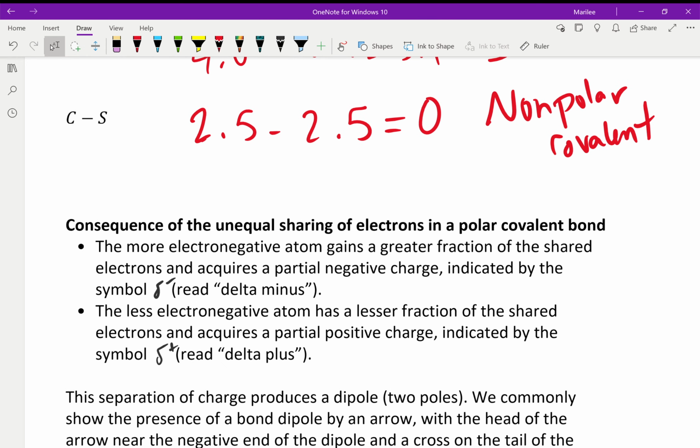Consequence of unequal sharing of electrons in a polar covalent bond. The more electronegative atom gains a greater fraction of the shared electrons and acquires a partial negative charge. This negative charge is shown by the symbol delta minus. I couldn't find the symbol in the system, so I hand wrote the delta for you. And the less electronegative atom has a lesser fraction of the shared electrons and acquires a partial positive charge, therefore it's indicated by the symbol delta plus.